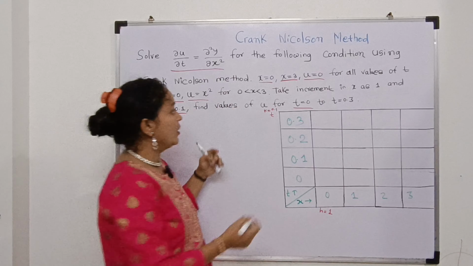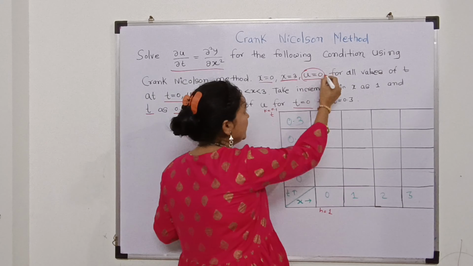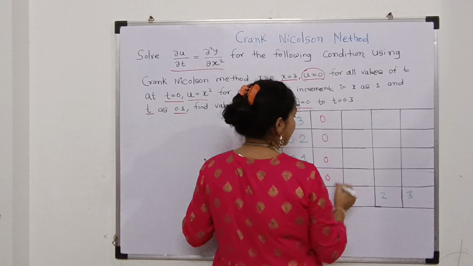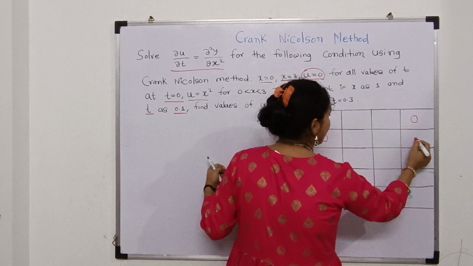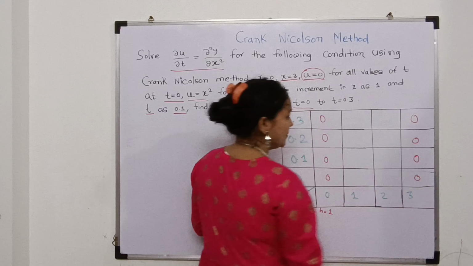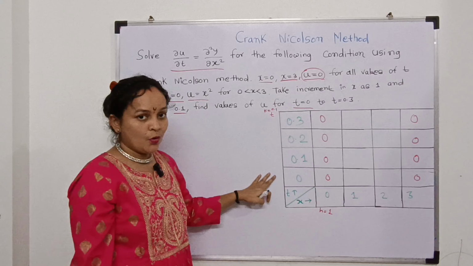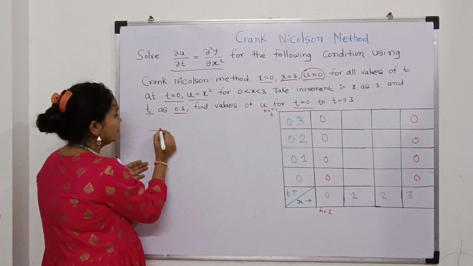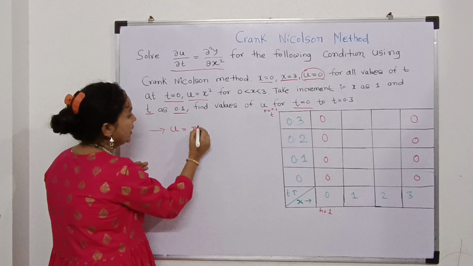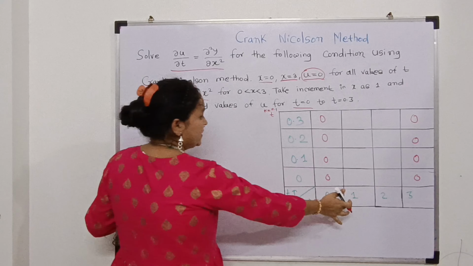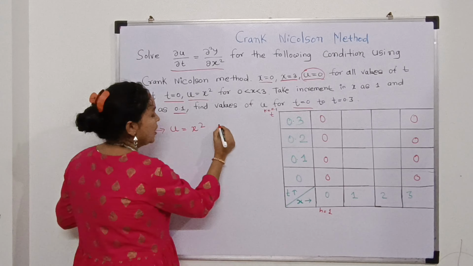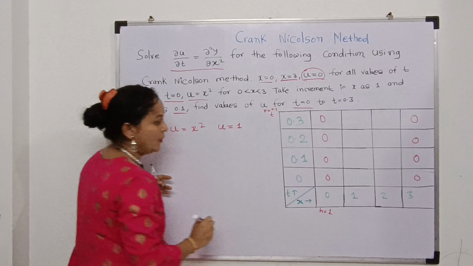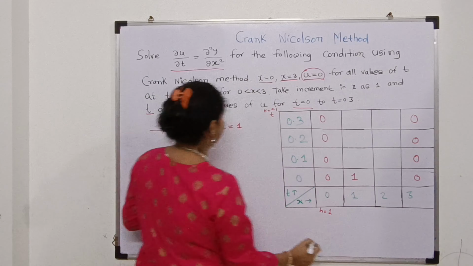Now, they already mentioned u is equal to 0, so you can simply write 0 at the initial level, and here also 0. For the first row you are supposed to calculate u, which is equal to x square. The value of x is 1, so 1 square becomes 1.